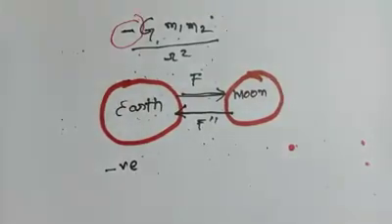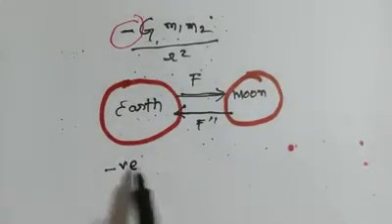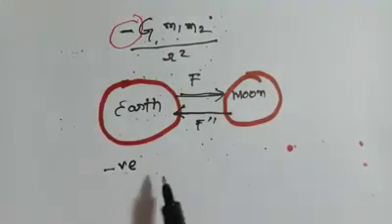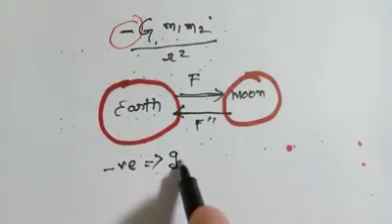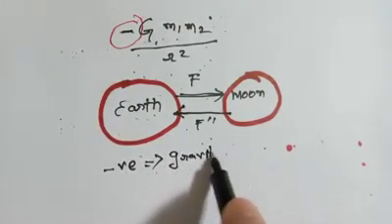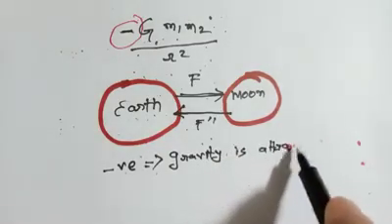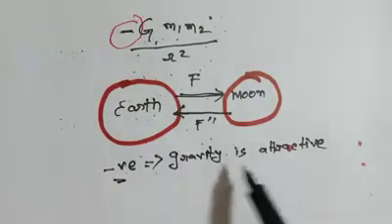Don't take it that this negative sign is an integer sign, that means 1 minus 2 or maybe 2 minus 2 or something like that. No, the negative sign denotes that gravity is attractive and it is not repulsive. Negative sign denotes that the gravity is attractive.